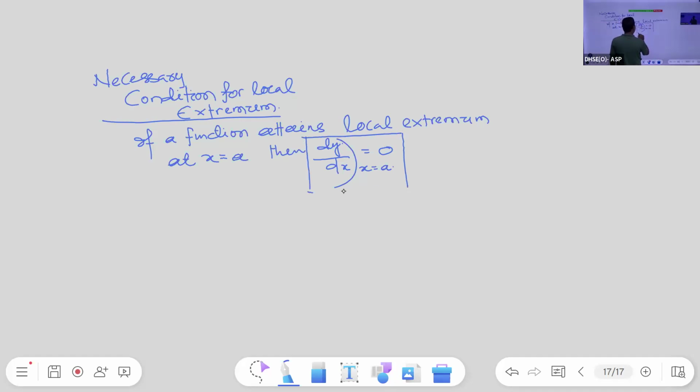This is a necessary condition because the converse of the above statement is not always true.